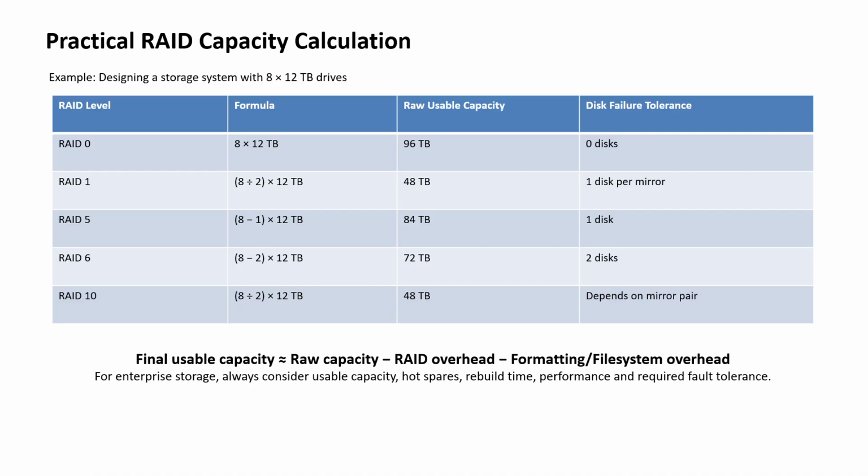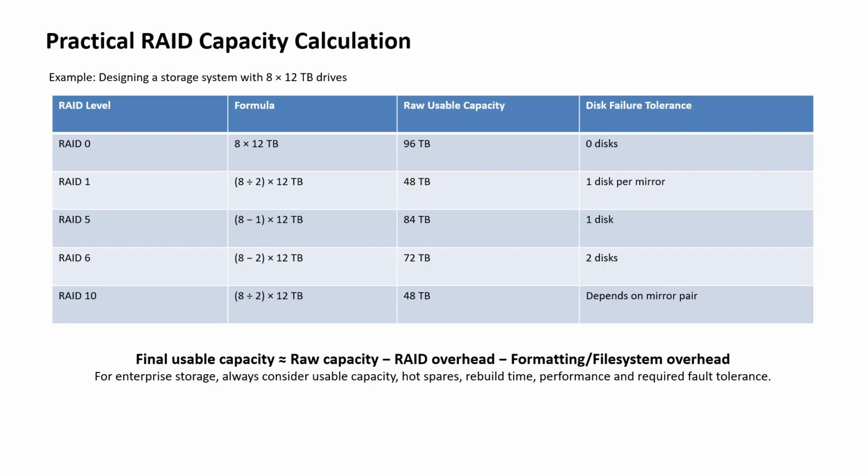So let us take the example where we have 8 disks in RAID 0, 12 TB each. The total capacity is 8 into 12 TB is equal to how much? 96 TB. So now let us calculate the usable capacity for different RAID levels. For RAID 0, the formula is number of disks into disk size. So 8 into 12 is how much? 96 TB. We get the complete capacity, but there is no disk failure protection. Is it clear? RAID 0, we are getting full capacity, but there is no disk failure protection.